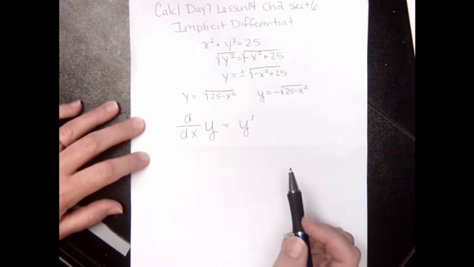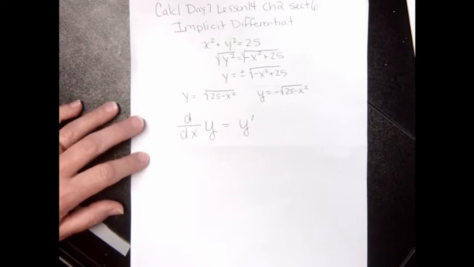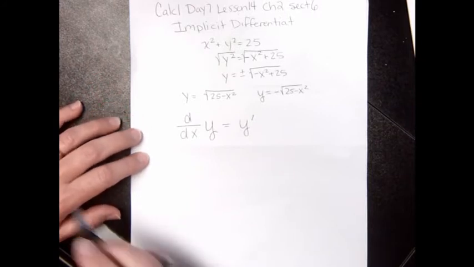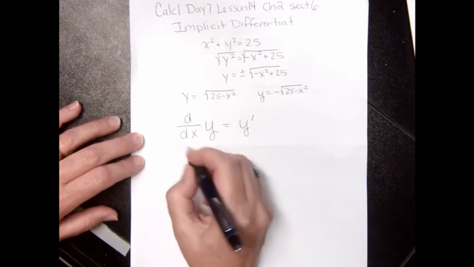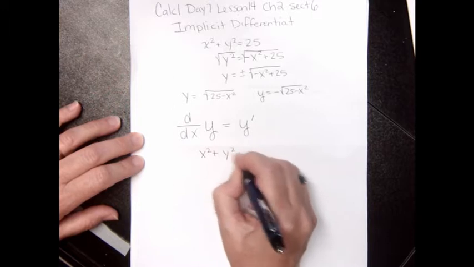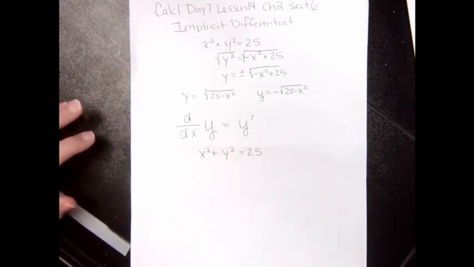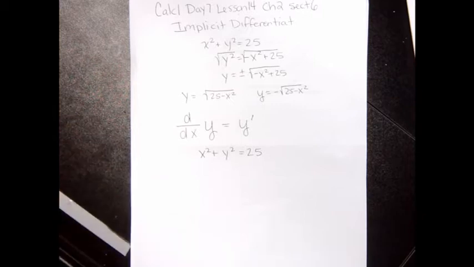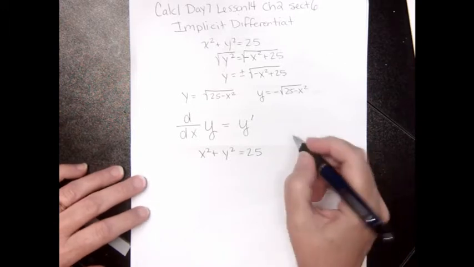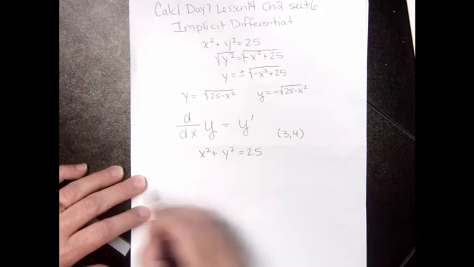So let's take a look at our circle again. This is example 1 on page 158. And I have x squared plus y squared equals 25. And the problem says to differentiate it first, then find the equation of the tangent at point (3, 4). Okay, so we're going to be looking at point (3, 4) for part B. All right, part A. First, differentiate.